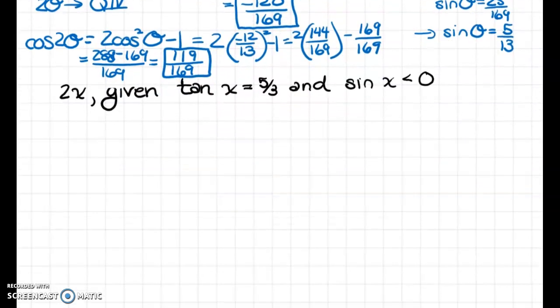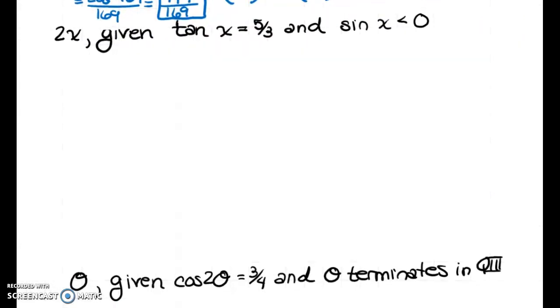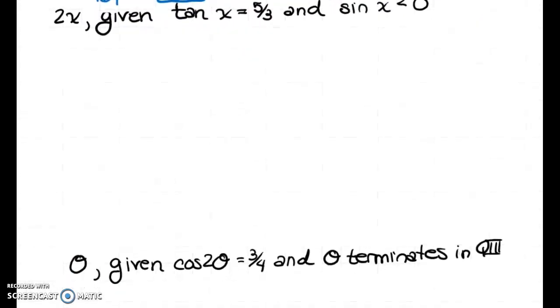All right, so now let's do the next one. It says we need to find the sine of 2x and the cosine of 2x, given that the tangent of x is 5/3 and that sine of x is negative. Tangent is positive in Q3 and Q1, but sine is negative in Q3. So x is a Q3 angle.